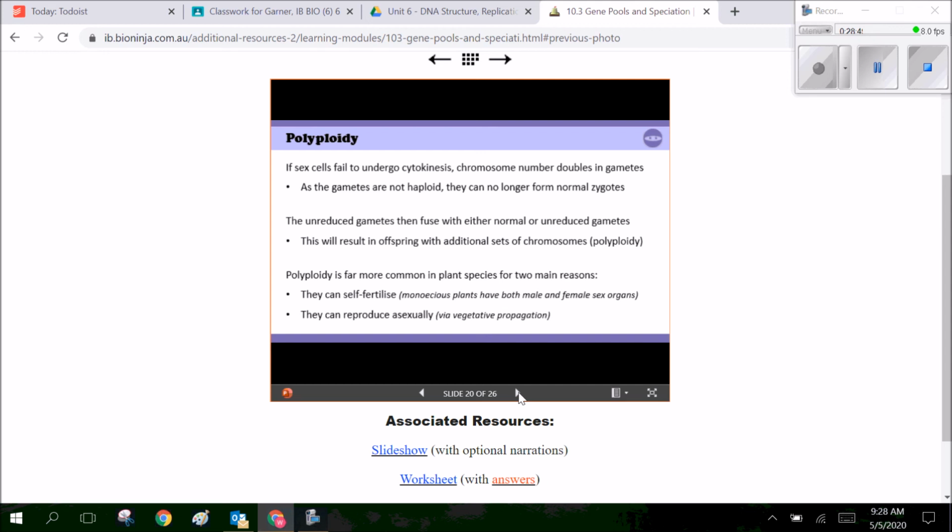Now, polyploidy is common in plants because they can self-fertilize and they can reproduce asexually. So both of these things are going to help them to be able to have polyploidy and also to be able to reproduce even if they're polyploid and there are no other polyploids around.